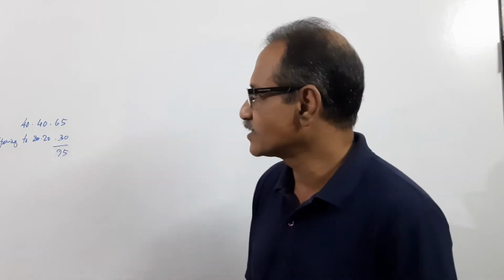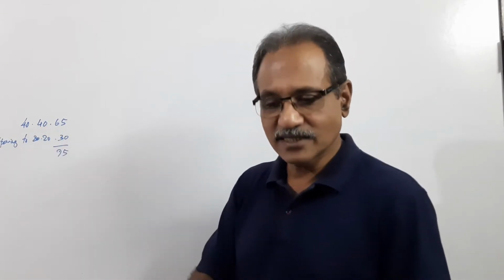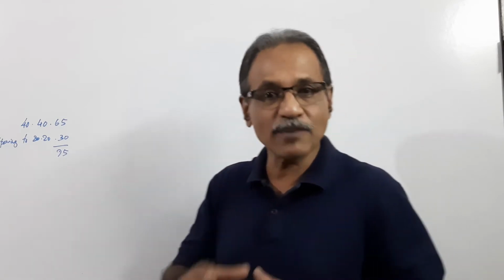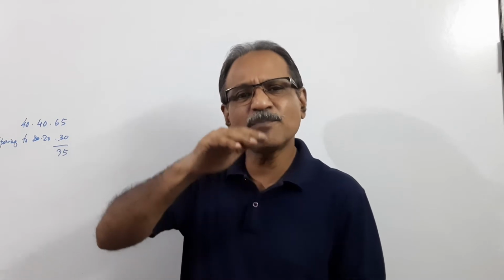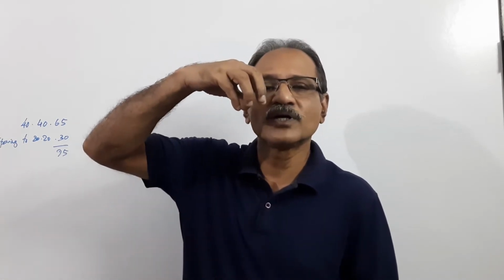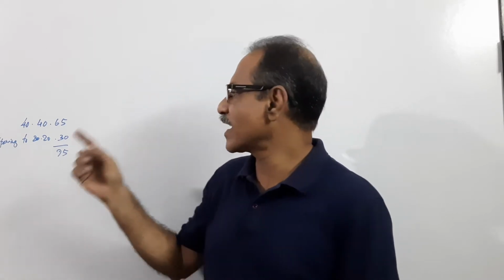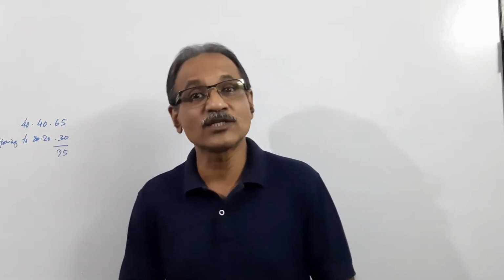The question says, there is a square prism 40 mm side, 65 mm tall. It then tapers to a frustum of a square pyramid with the top 20 mm square through a height of 30 mm. The total height is 95 mm. You are asked to draw the isometric projection.